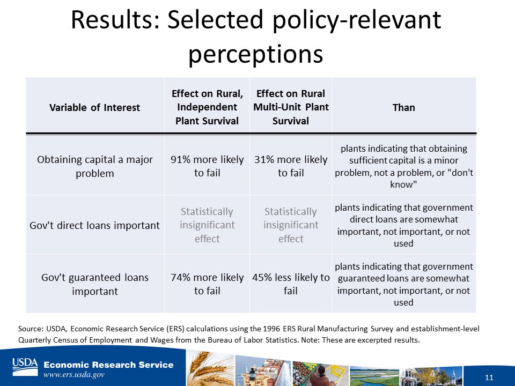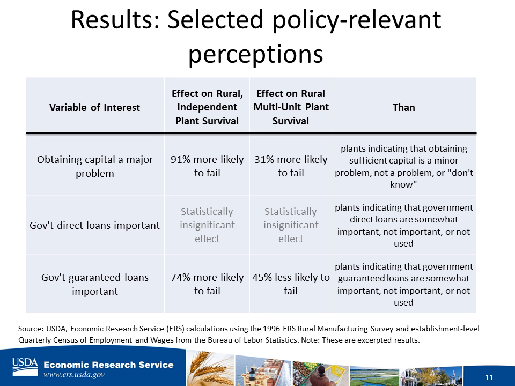The survey also asked whether government direct loans were important, and we didn't find any statistically significant effect on the government direct loans. Part of that is this is a relatively small group. 13% of the plants, I think, indicated they had this type of loan, and only about a third of those said it was important. So we're talking about 5% of the sample here. So we don't have a lot of power on these tests.